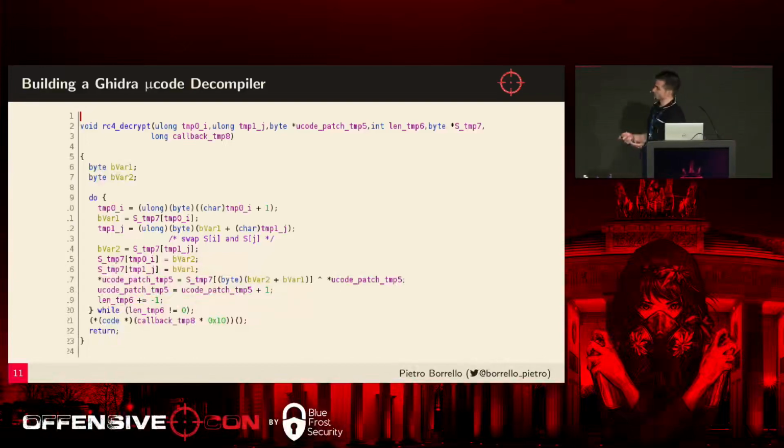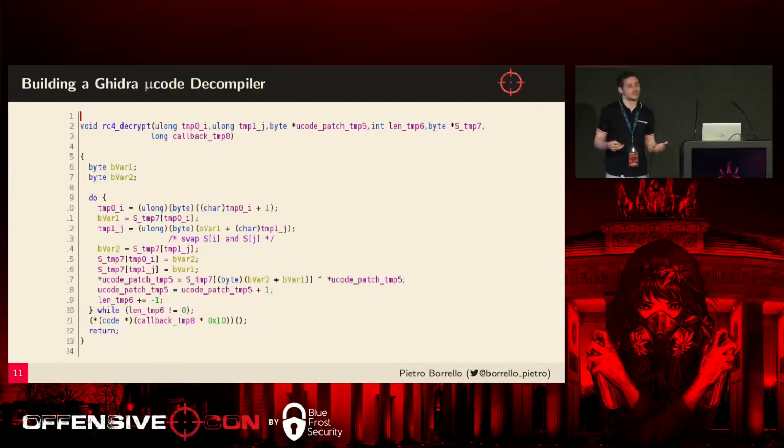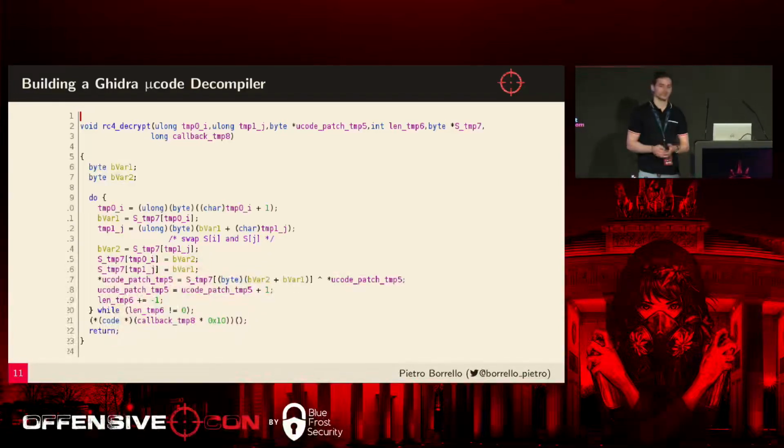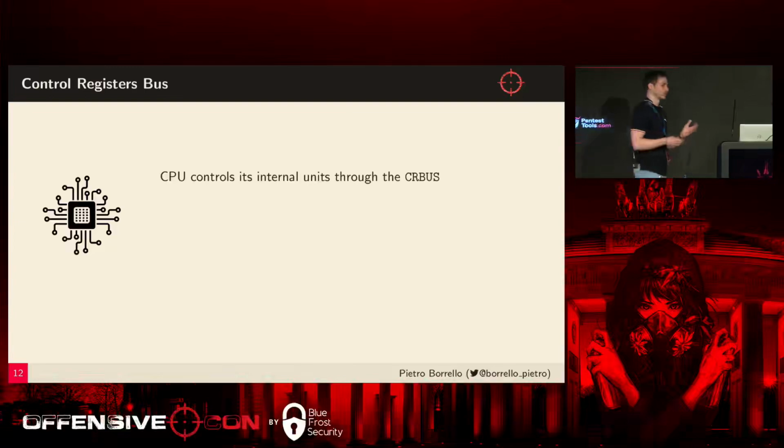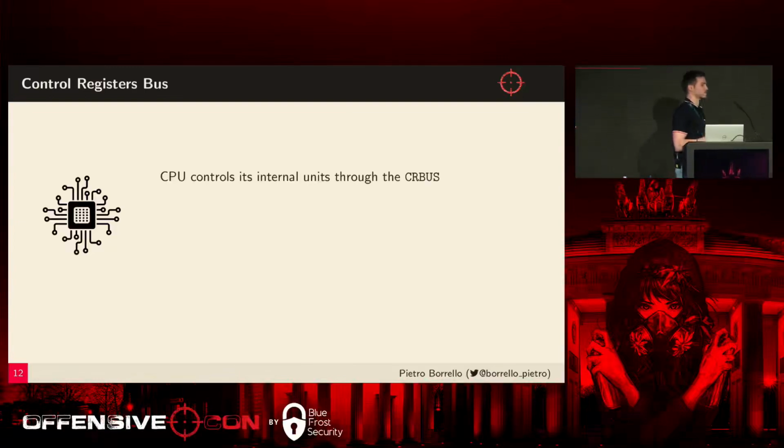So what we did with the microcode decompiler is to understand how the CPU uses its internal components. And the most important internal component that we wanted to understand is the control register bus. So the CPU controls most of its internal units, for example, the configuration of its internal units, through the control register bus, or the CR bus.